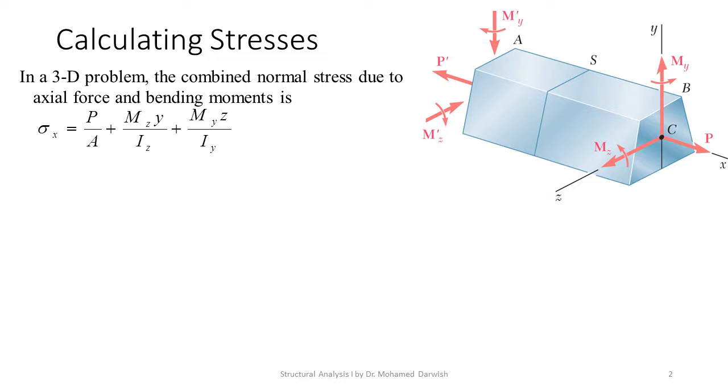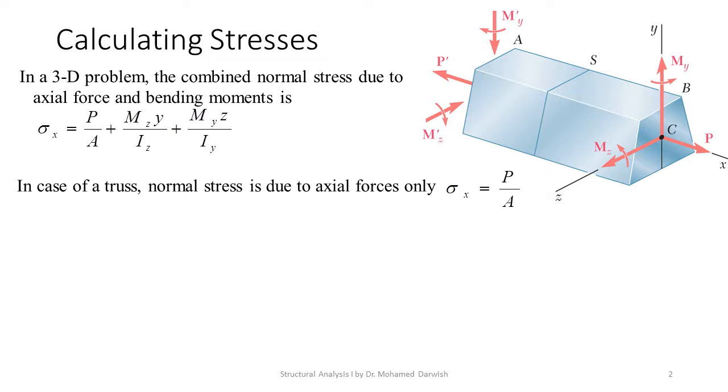Distance y is the farthest distance from the centroid to the uppermost point or lowermost point of the cross section. The same thing is for z in the other direction. So z is the farthest left or farthest right distance. P is the axial force and A is the area.